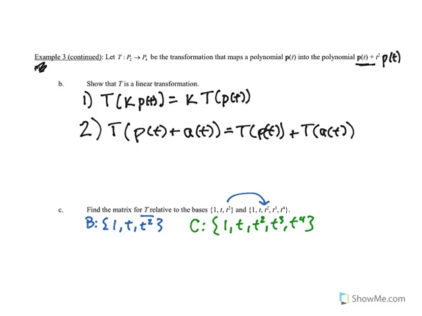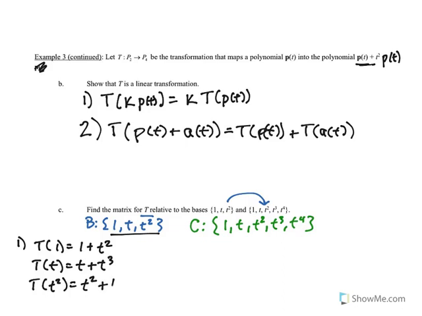All right, so what did we do in step 1? In step 1, we transformed all of the original basis vectors. So T of 1 is 1 plus t squared. T of t is t plus t cubed. And T of t squared is t squared plus t to the 4th. Okay, so step 1, transform all the original basis vectors.